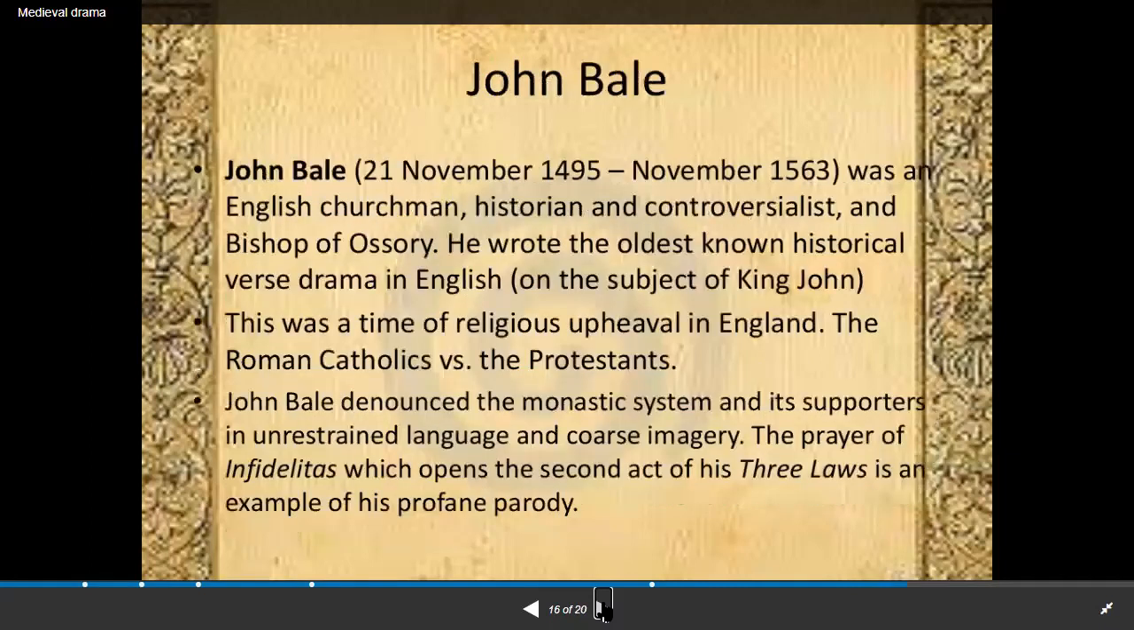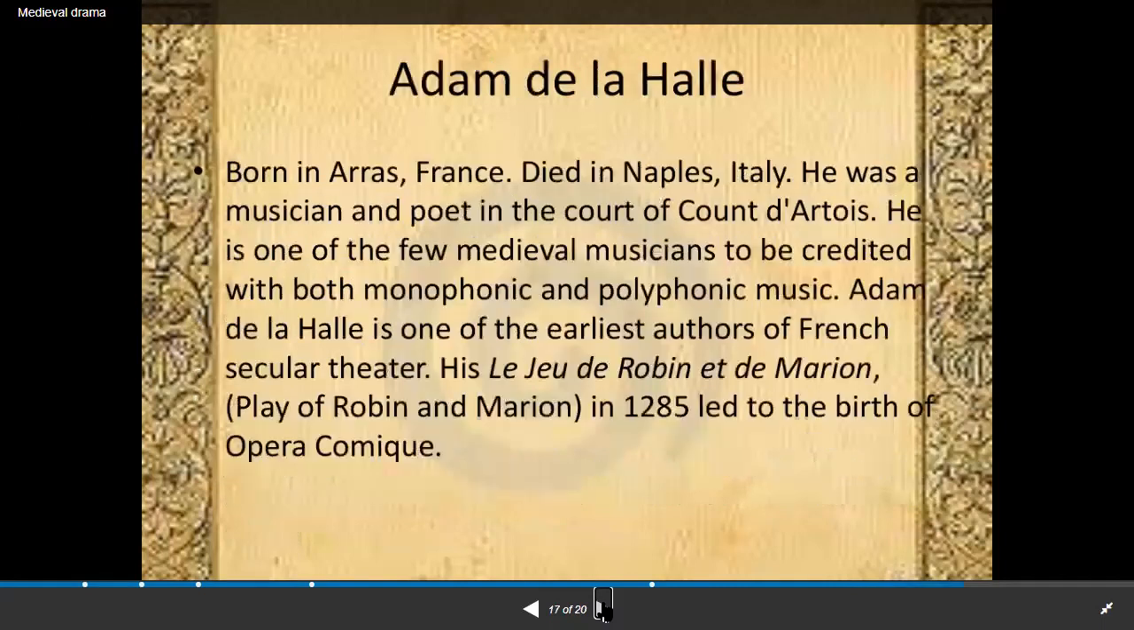Then we have John Bale. John Bale was an English churchman, historian, and controversialist. The Bishop of Ossory, he wrote the oldest known historical verse drama in English, on the subject of King John. So they were from the 15th and 16th centuries. Adam de la Halle died in Naples, in Italy. He was a musician and poet in the court.